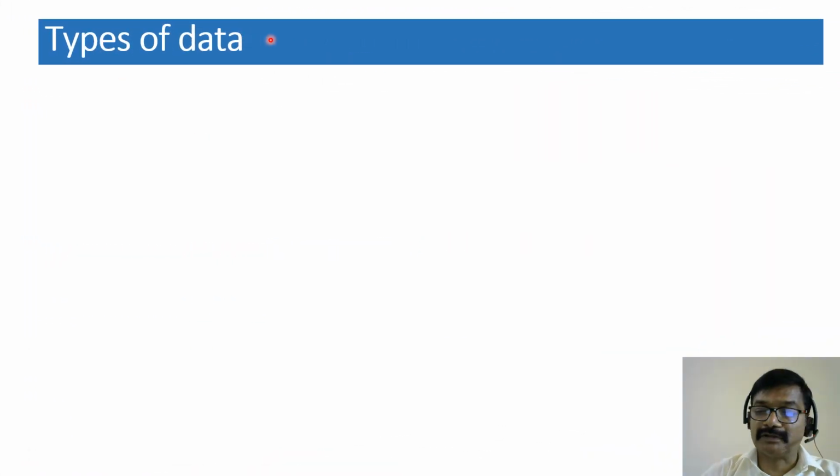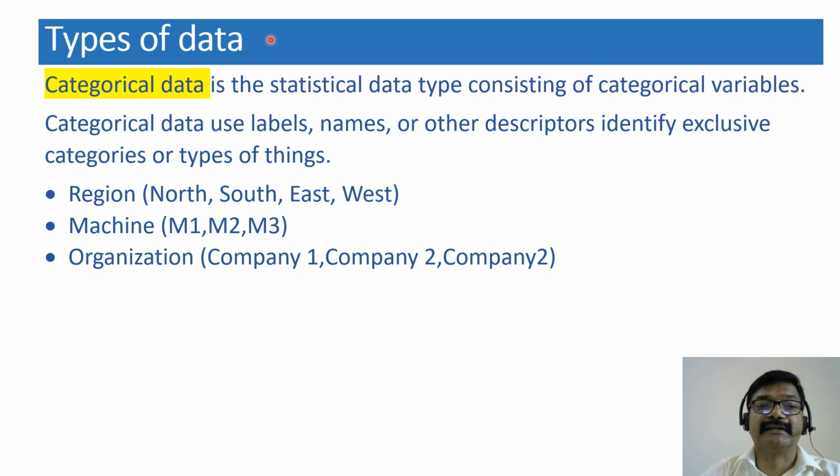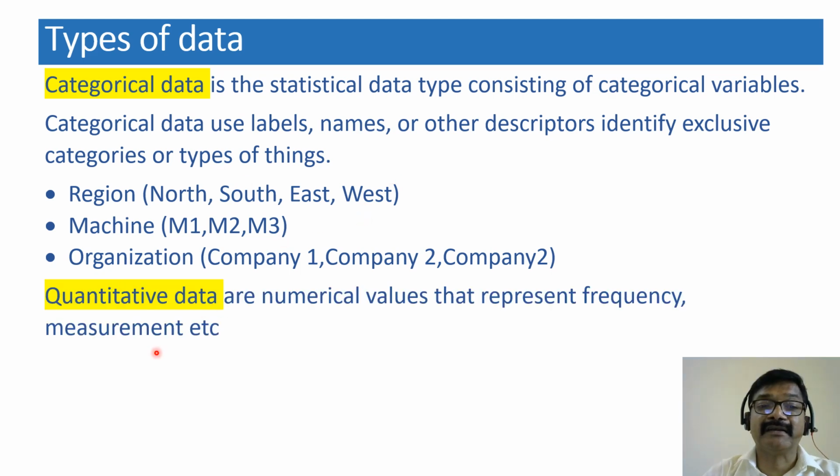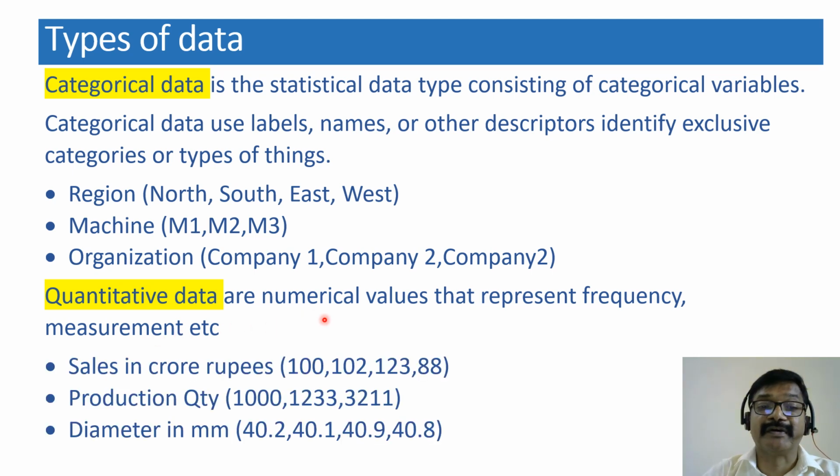Now let us talk about the types of data. There are two types of data. One is categorical data. The data use a label, name, or other description. For example, region: north, south, east, west; machine: M1, 2, 3; organization: company number 1, 2, 3. So these are categorical data. Apart from that, quantitative data is also there, which has numerical values. For example, sale in crore rupees, production quantity, diameter in millimeter. So these are quantitative data.